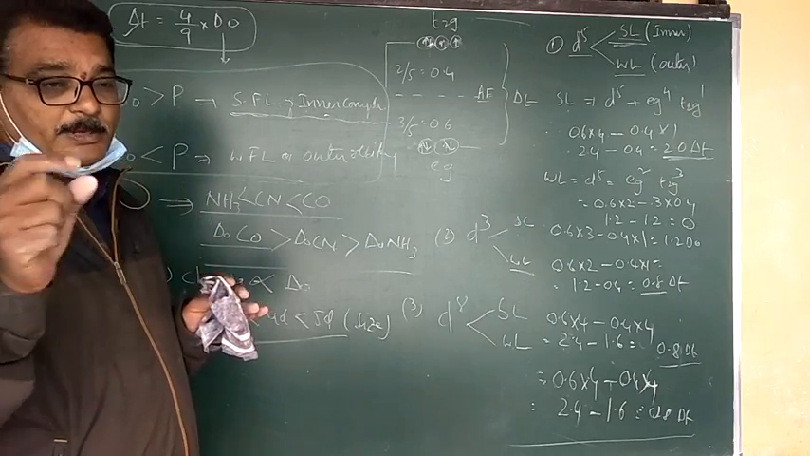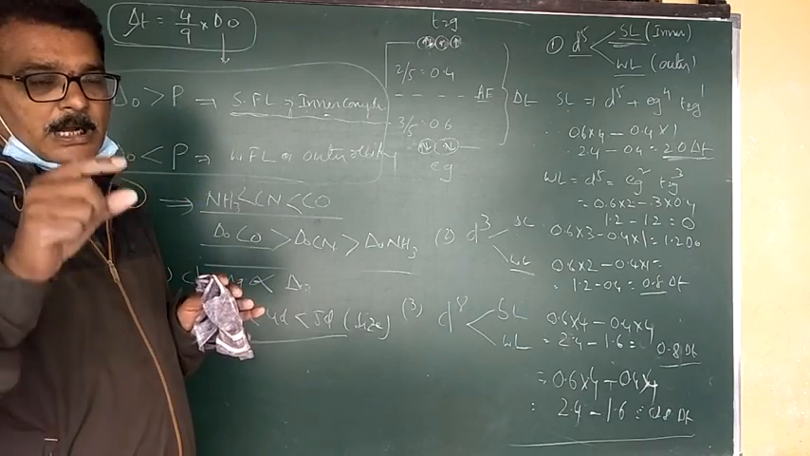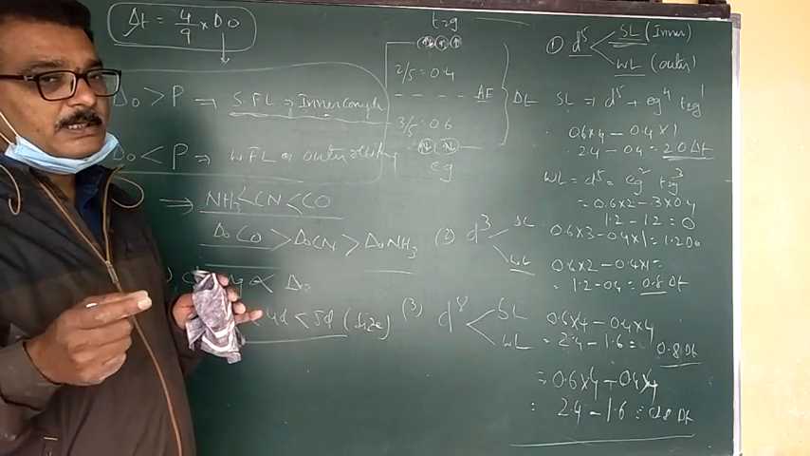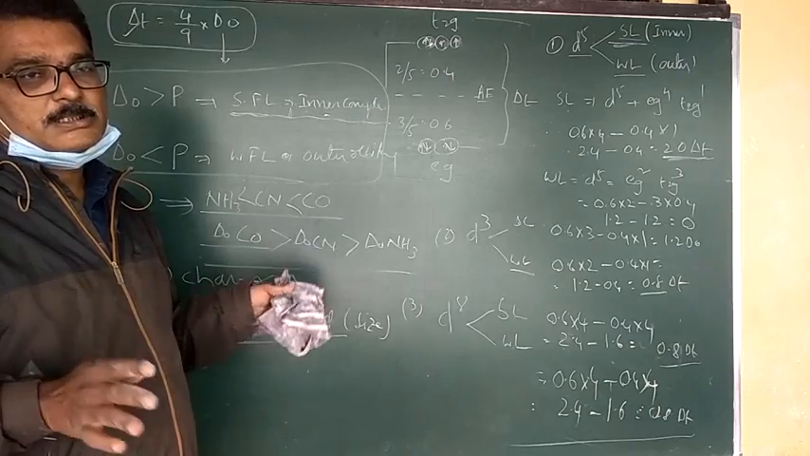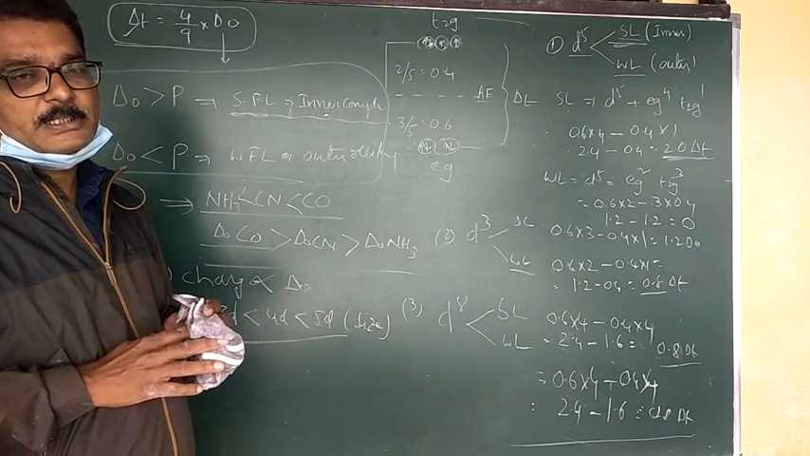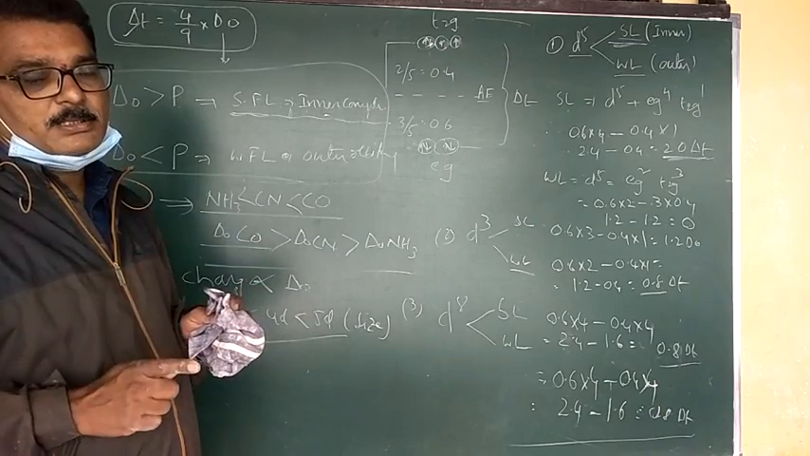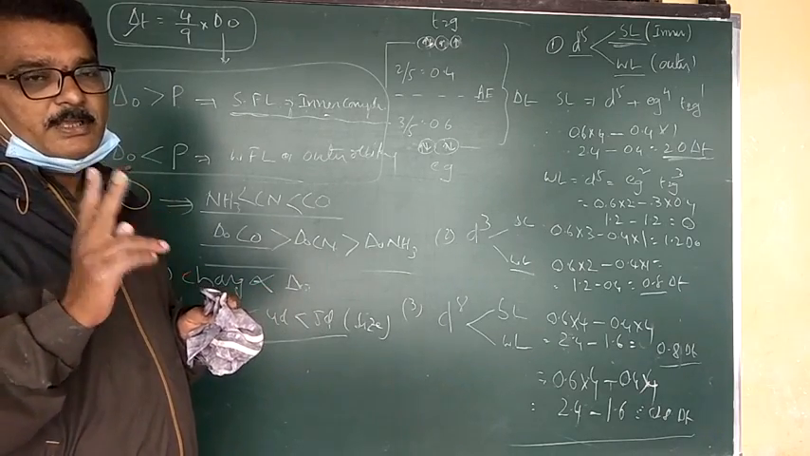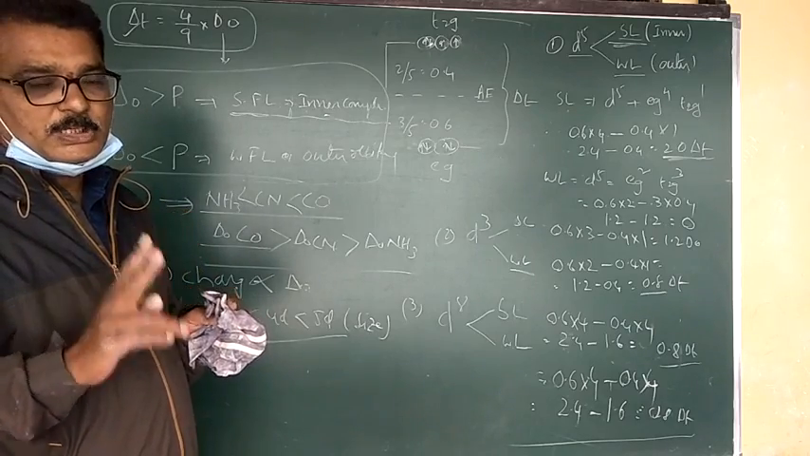Open the textbook and follow the order of priority. Water before means weak field ligand, water after that means strong field ligands. This is about the crystal field splitting energy for octahedral and tetrahedral. Valence bond theory and crystal field theory are both very important, and maximum questions come from these two theories.